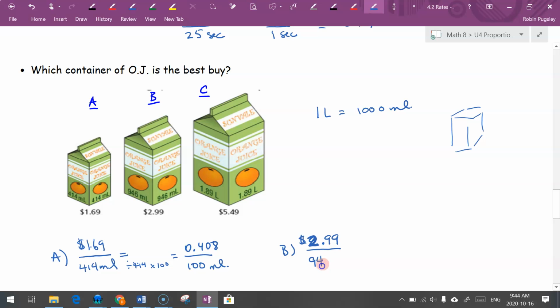And I have 949 milliliters. So again, I'm going to create it out of 100. To get to 100, I'm going to divide by 949. That gets me to 1, and then times by 100. So I'm going to do the same thing to the top. I'm going to go 299 divided by 949 and then multiply by 100. And I'm going to get 0.315. So it's about 32 cents per 100 milliliters. So that's a lot cheaper than A.